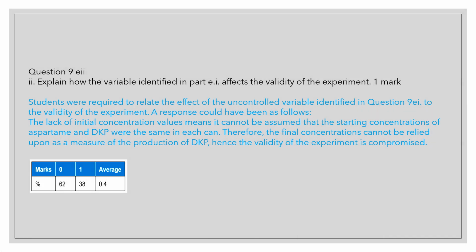The lack of initial concentration values means it cannot be assumed that the starting concentrations of aspartame and DKP were the same in each can. Therefore, the final concentrations cannot be relied upon as a measure of the production of DKP, hence the experiment's validity is compromised. The concentration of DKP and aspartame may be different in different batches.